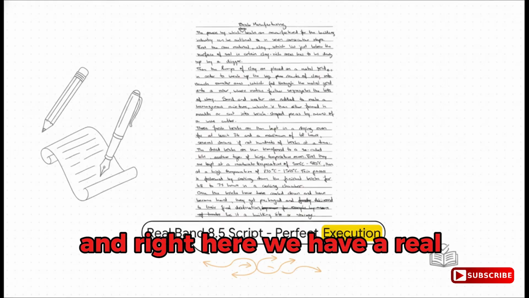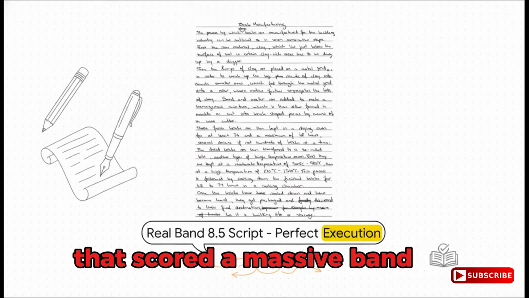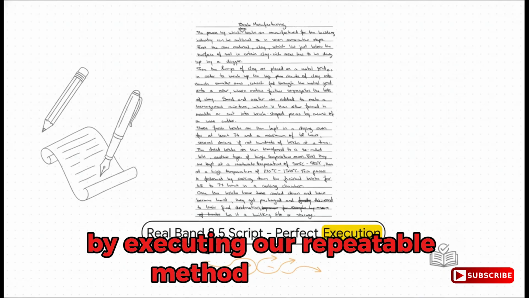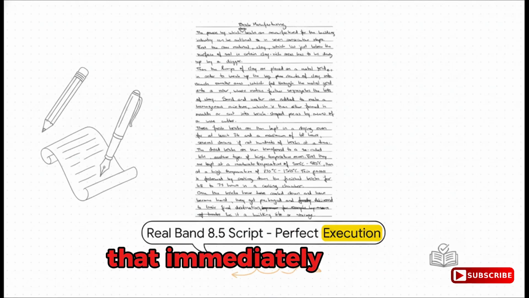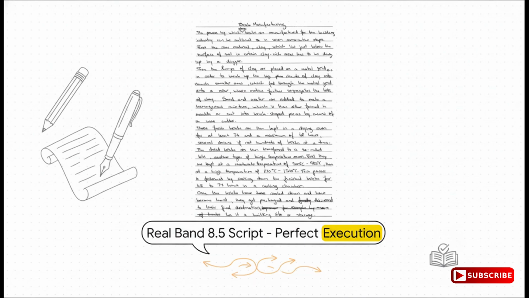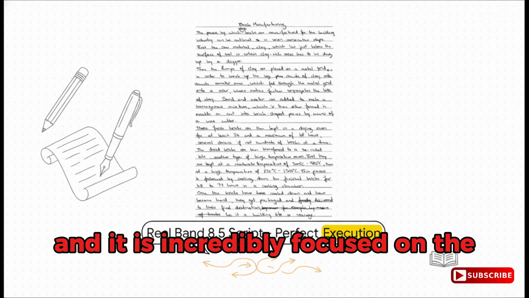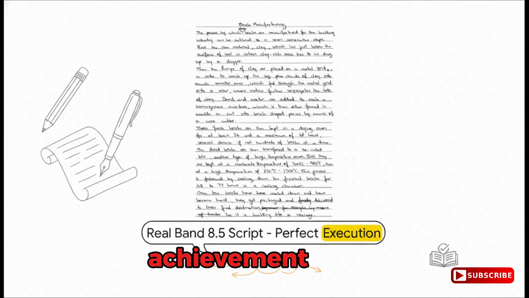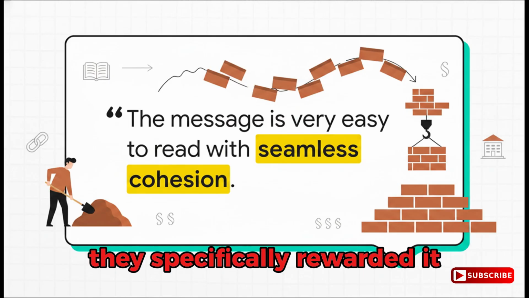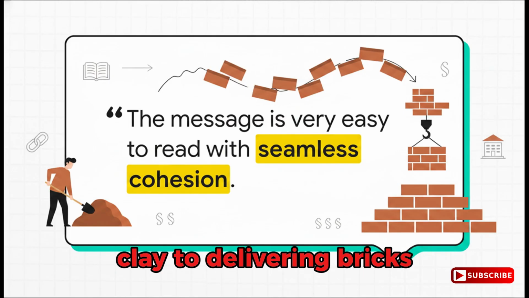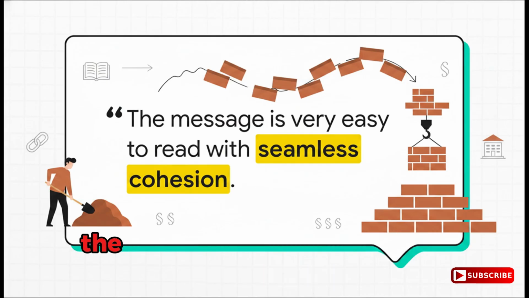And right here, we have a real candidate script that scored a massive Band 8.5 by executing our repeatable method flawlessly. Just look at how it's written in full paragraphs with 0 bullet points in sight. That immediately secures points for coherence and cohesion. It's neat, it's structured, and it is incredibly focused on the facts, which just totally maximizes their task achievement score. Let's actually look at what the examiner said about this brilliant script. They specifically rewarded it because the progression from digging clay to delivering bricks was managed with full flexibility and accuracy. The cohesion was completely seamless. Paragraphing, linking, and referencing were all skillfully managed. I mean, this is exactly the kind of feedback you're aiming for, right?